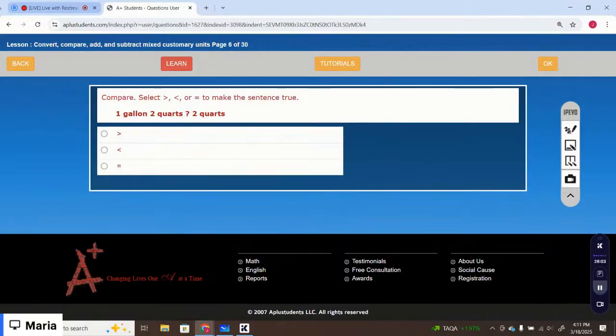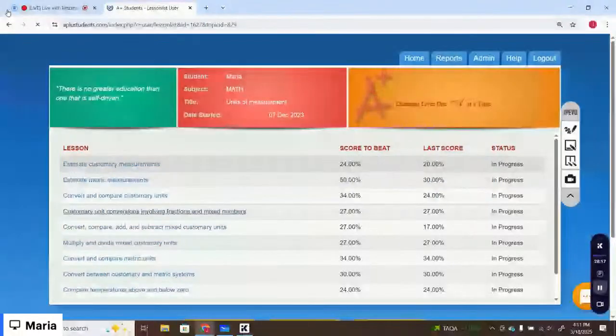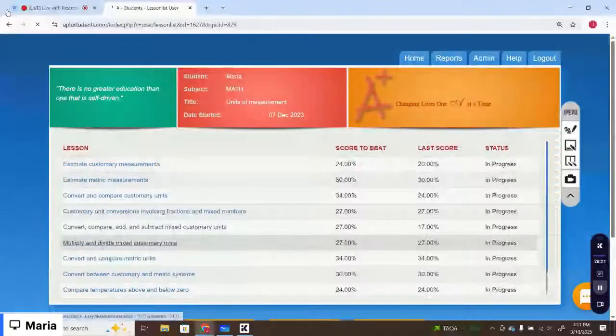Okay, you can complete the lesson by yourself later today. Let me just move on to the next lesson. The next lesson is multiply and divide mixed customary units.